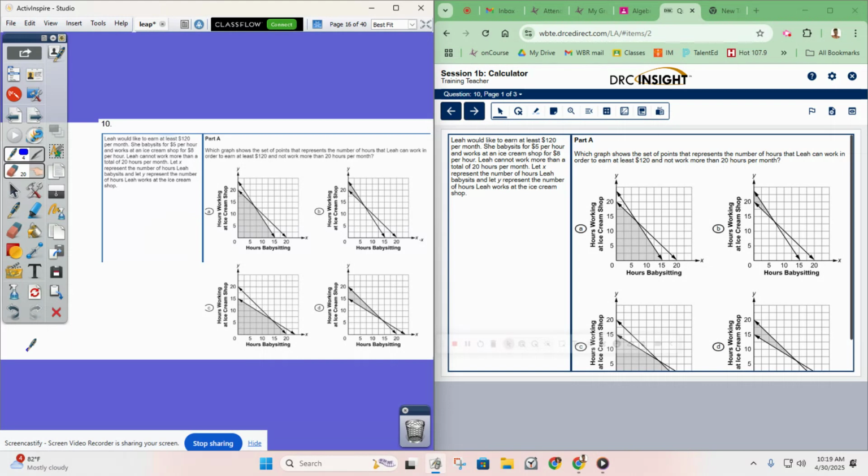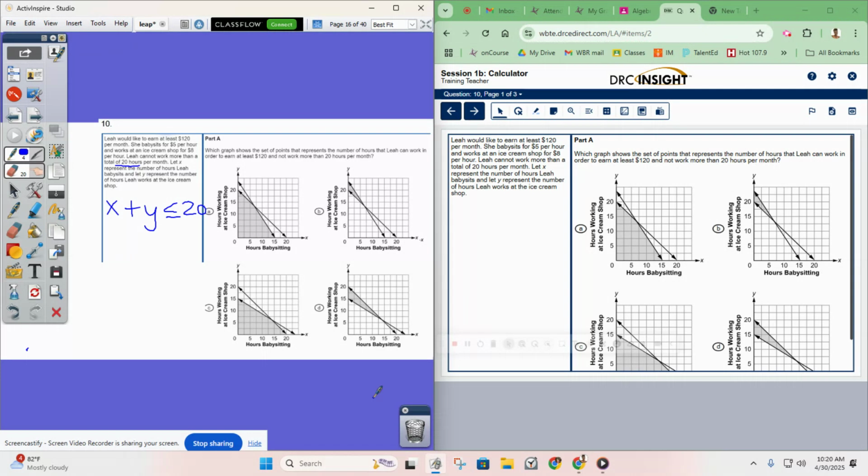It tells me that she can only work 20 hours. So the number of babysitting hours plus the number of ice cream hours has to be less than or equal to 20. That is the first inequality, x plus y is less than or equal to 20. In a minute, once we get this part written, I'm going to go back to the other screen and put it in Desmos so we can check the answer.